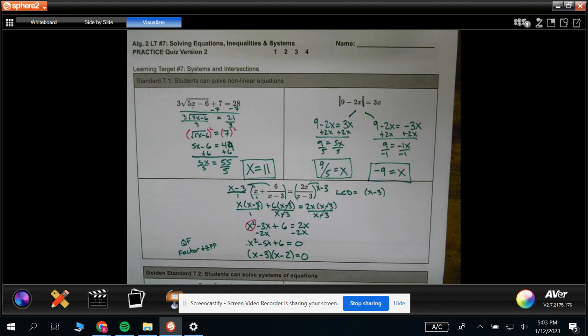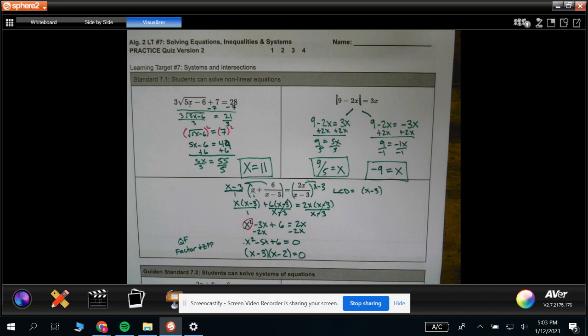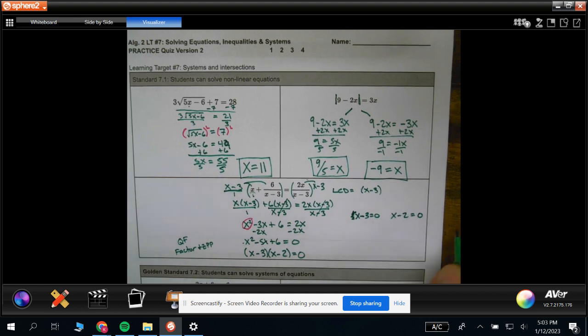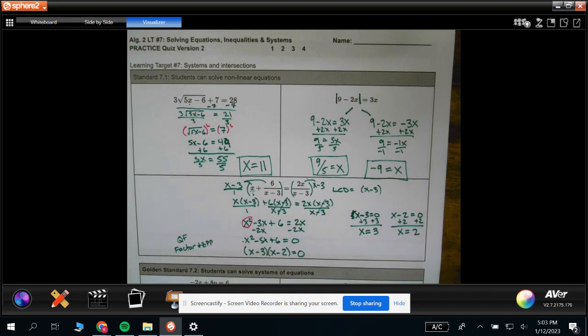That's not true at all. Yes, it is. Right? x squared minus 5x plus 6. What multiplies to 6 and adds to negative 5? Yeah. Okay, great. So then I solve each of those, either x minus 3 equals 0 or x minus 2 equals 0. Add 3, add 3. So I'm going to get x equals 3. Add 2, or add 2. I'm going to get x equals 2.